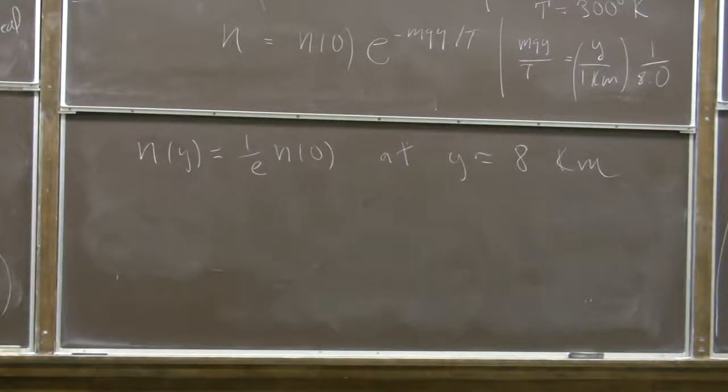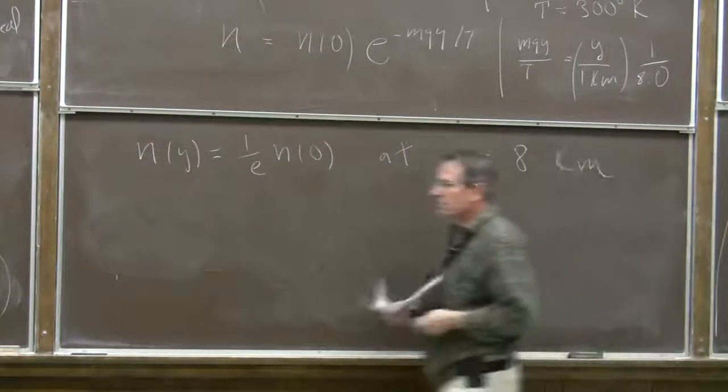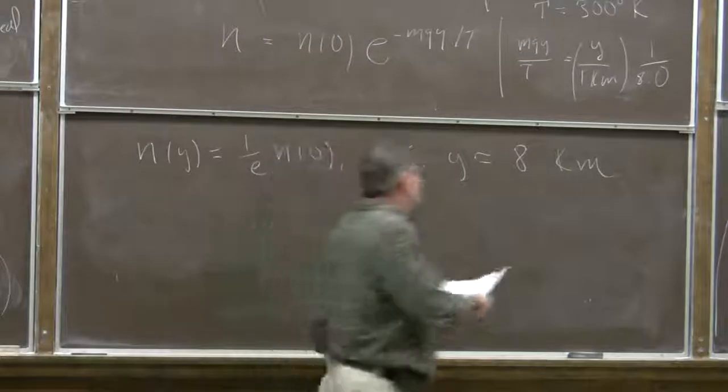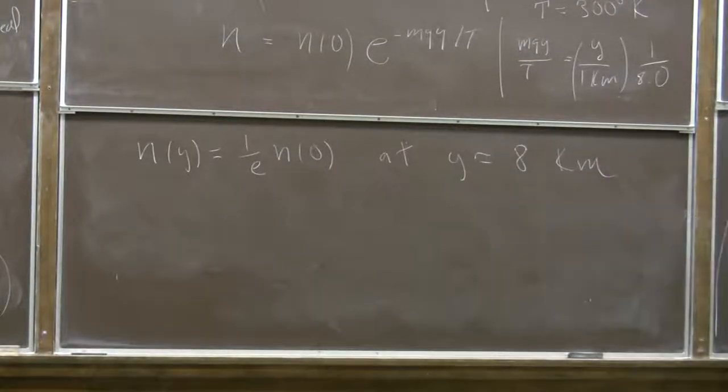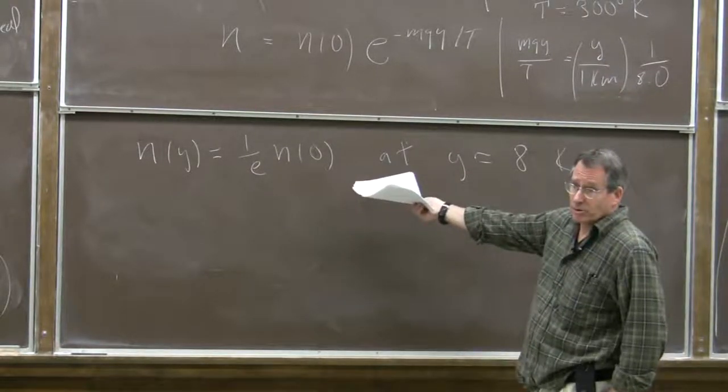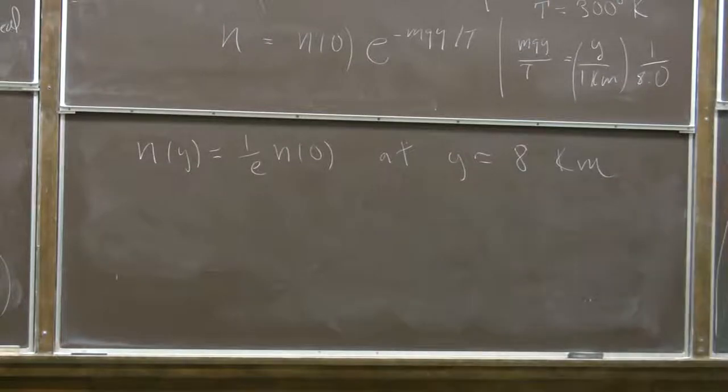How high are the Himalayas? What's the height of Mount Everest in meters? Oh, that's feet. Anyway, it's about 8,700 meters, between 8 and 9 kilometers. So according to our model, the concentration should be significantly less at the top of Mount Everest, down by a factor of 1 over e, compared to sea level, which means it'll be harder to breathe.